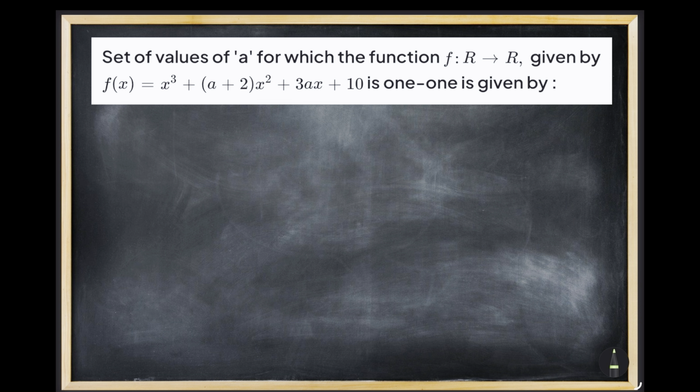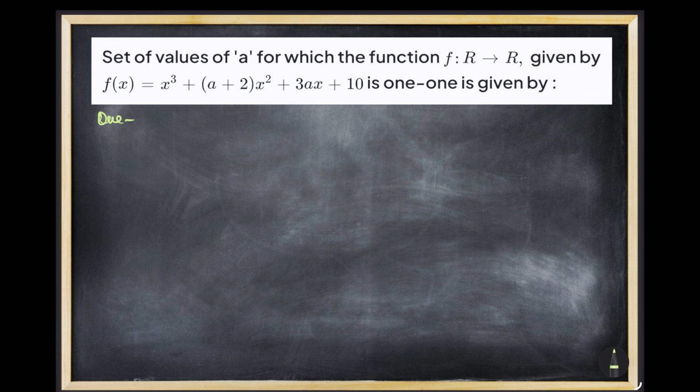So, we are back with a wholesome new question which says: the set of values of a for which the function f defined from R to R is 1-1. So, you want this function to become a 1-1 function. If you want your function to be 1-1, your function has to be either strictly increasing or strictly decreasing. Then only your function will become 1-1.